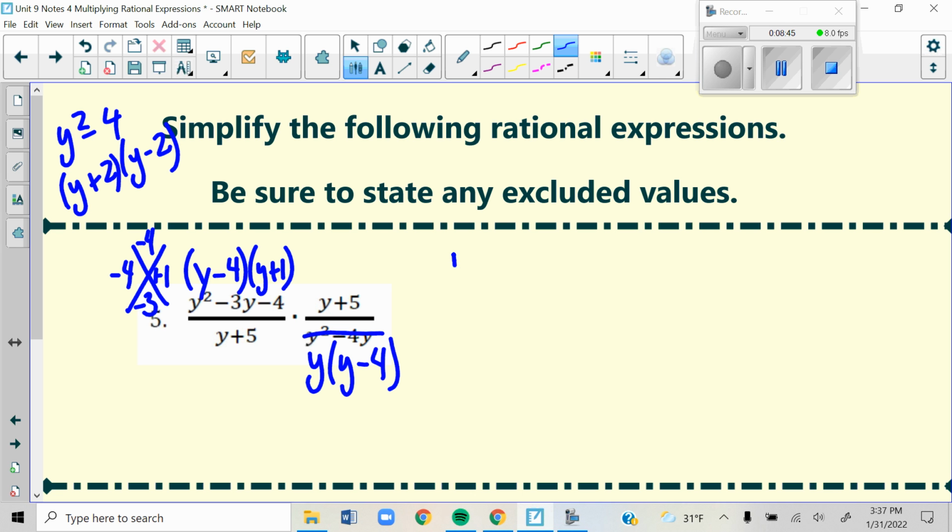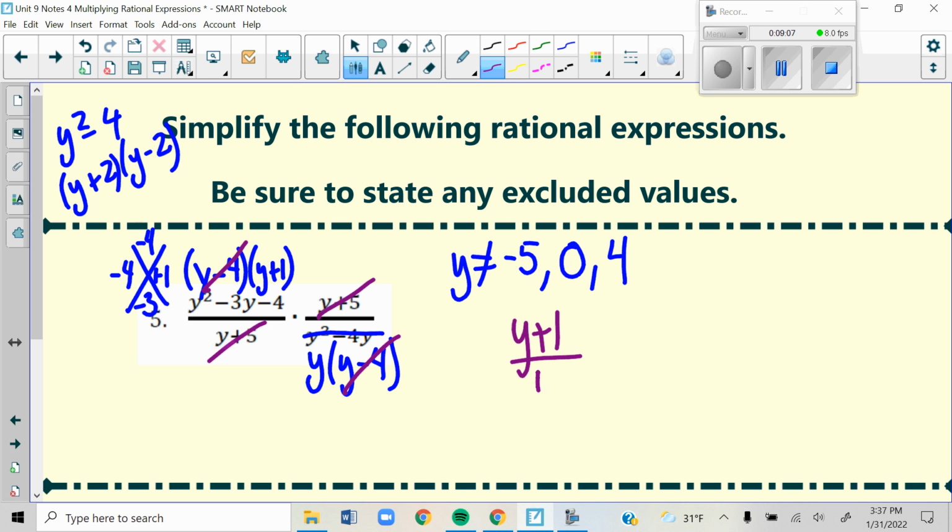All right, so the next thing is our excluded values. So we have y plus 5, so we'd say y cannot equal negative 5. We have a y, so it can't equal 0, and then y minus 4, so it can't equal a positive 4. All right, so now I'm going to cancel out my y minus 4s and my y plus 5s. And I'm left with y plus 1 in my numerator and a y in the denominator. And stop there. Remember, we cannot cancel those y's out.